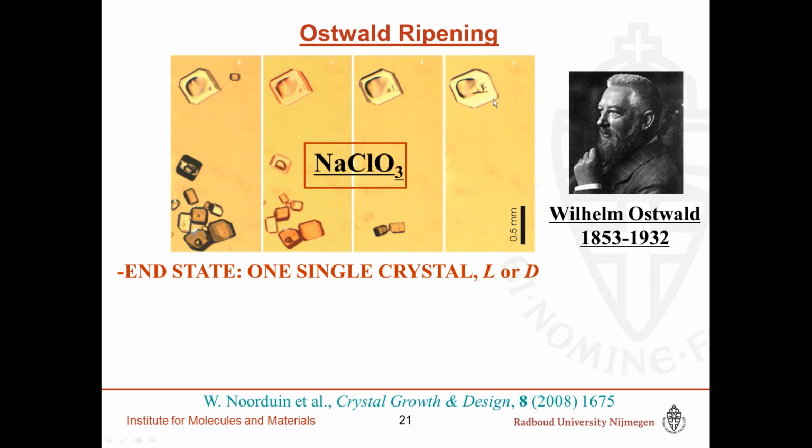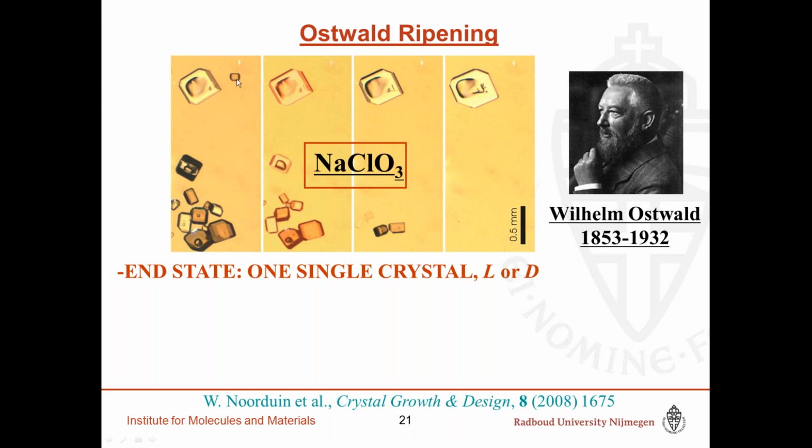It is an effect where the energy in the surface of the crystal is the lowest as compared to the bulk crystal energy. Now here it is shown for sodium chlorate, where you see two types of crystals under a polarizing microscope. The dark crystals are, let's say, the right-handed ones, and the light crystals are the left-handed ones.